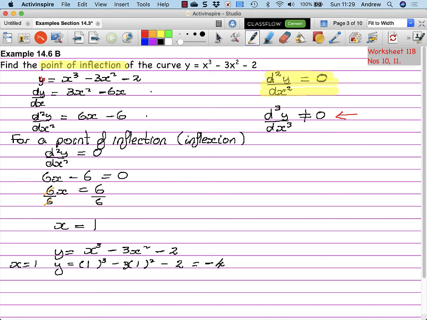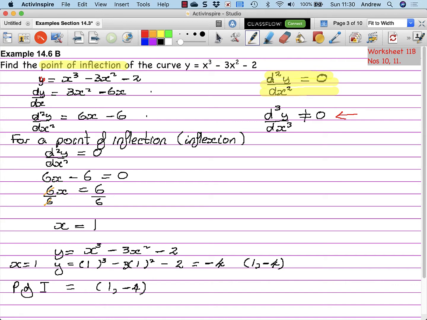Do double check on that. So the input number was 1 and the output number was minus 4. So therefore, there is our point of inflection. Our point of inflection is equal to 1 comma minus 4.